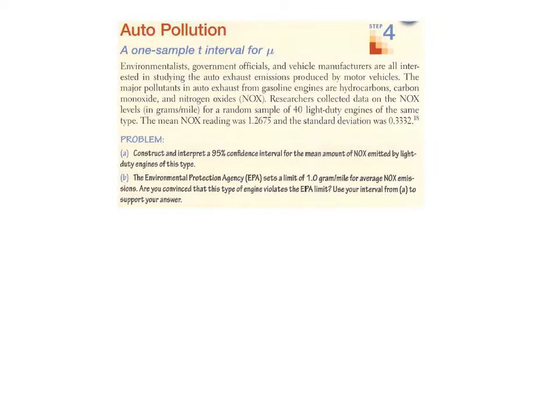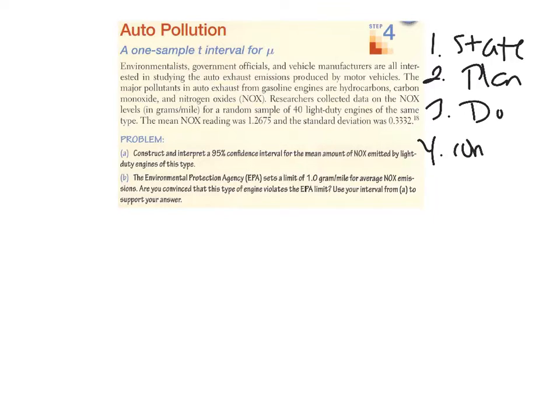Remember, our steps were to state, plan, actually do the calculations, and then do our conclusion. So for part A here, where it tells us to construct and interpret a confidence interval for the mean amount of NOx, nitrous oxides, emitted by light-duty engines of this type. Again, remember, our steps are to state, plan, do, and then conclude. So let's do step 1. Let's do our statement here.